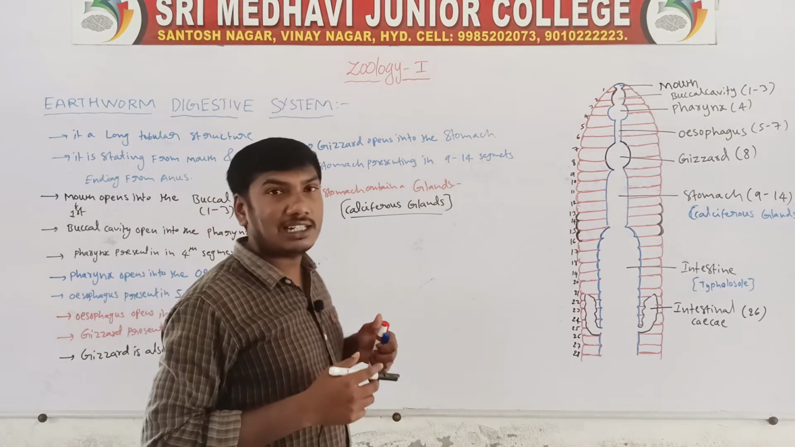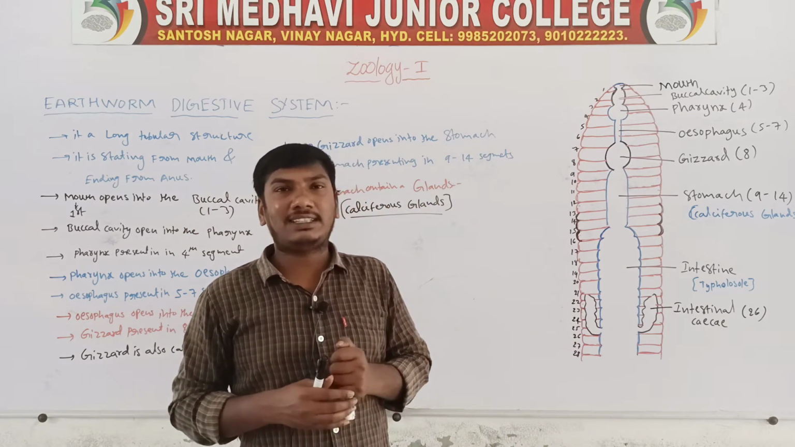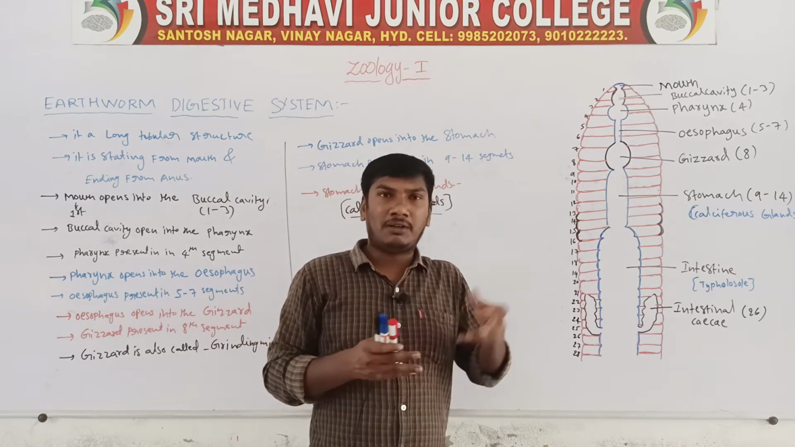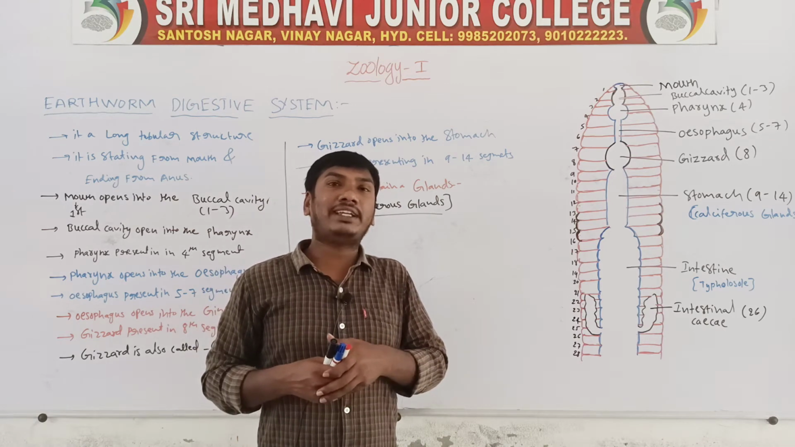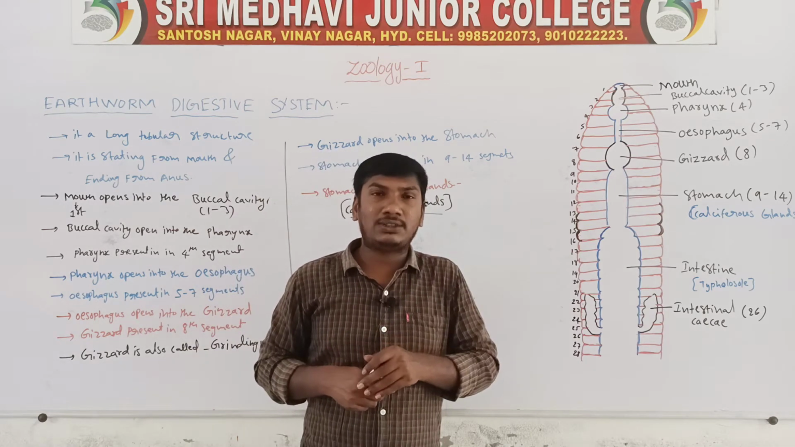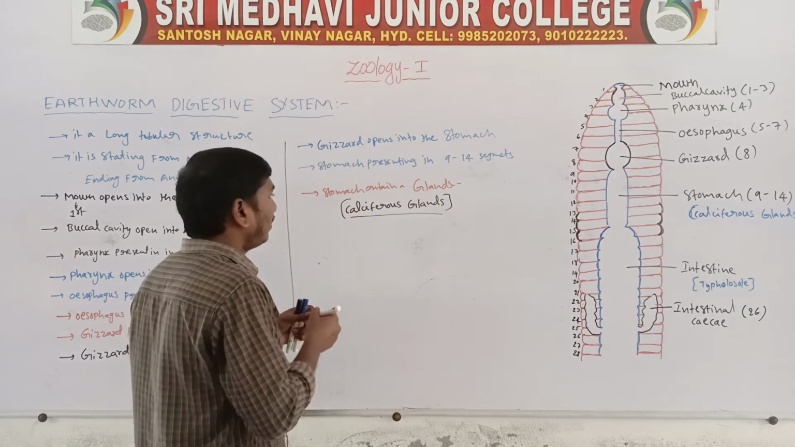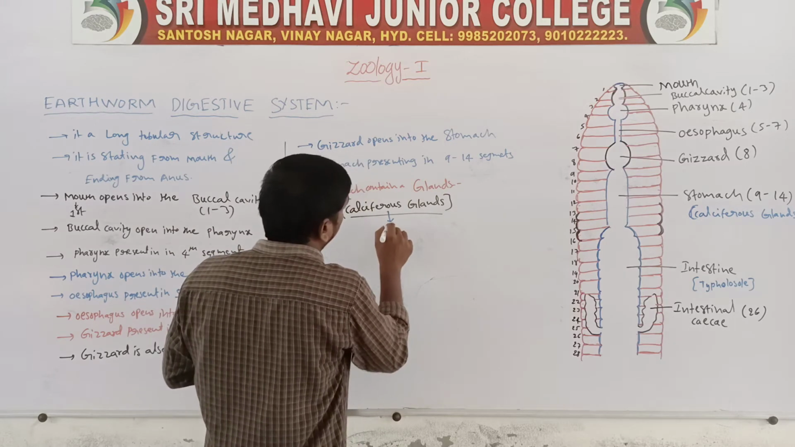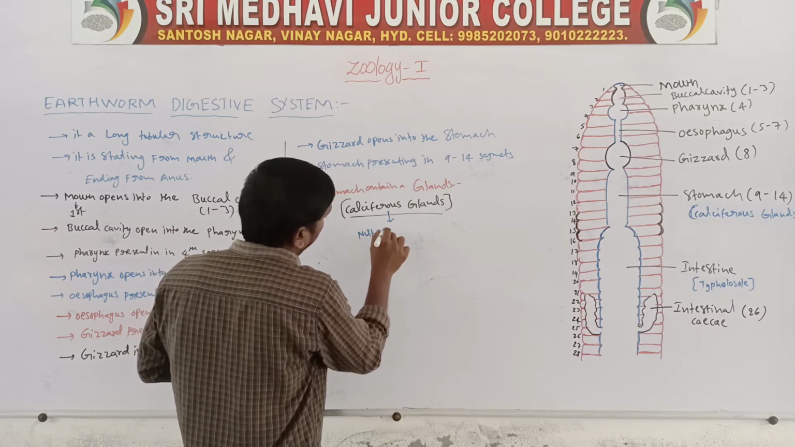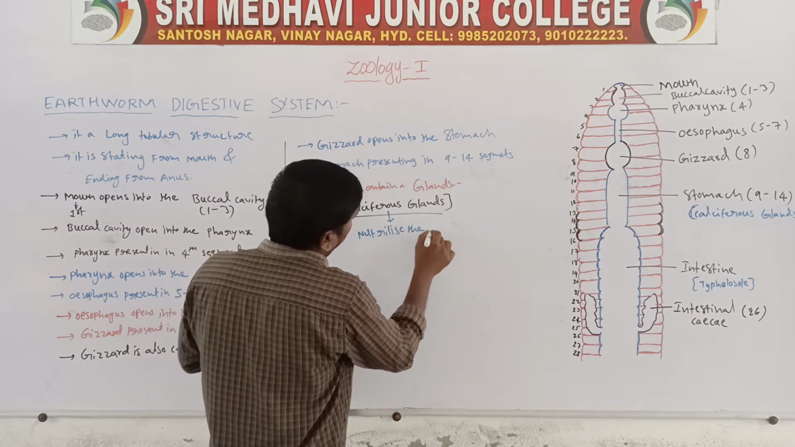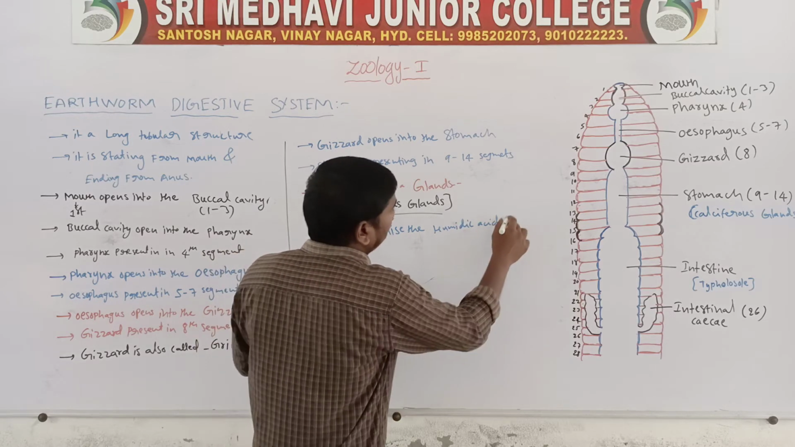The earthworm's food materials are plant decaying leaves and organic matter of the soil. The soil contains humic acid. The calciferous glands function to neutralize the humic acid, which is converted to humus.